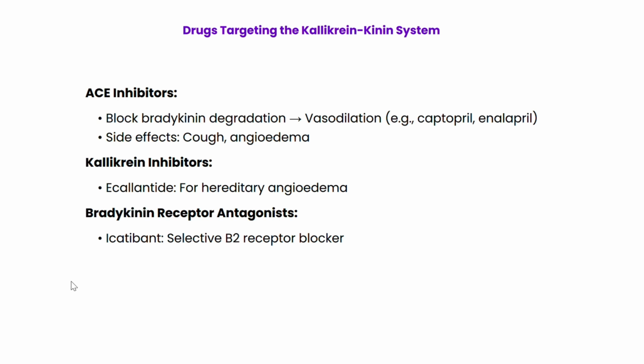Now, the drugs which target the Kallikrein-Kinin system are used in both hypertension and rare conditions like hereditary angioedema. ACE inhibitors are common but can lead to bradykinin accumulation, causing side effects. Newer drugs like ecallantide and icatibant specifically inhibit kallikrein or block bradykinin receptors, offering targeted treatment options.